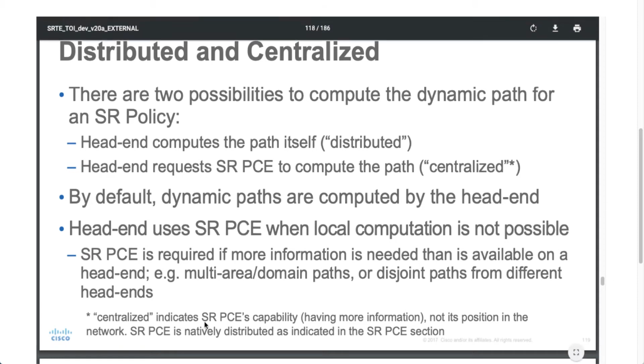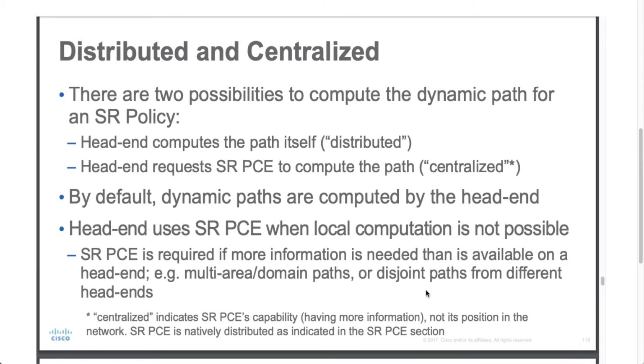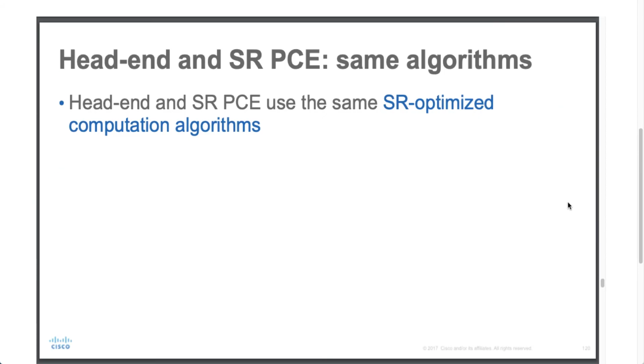SR-PCE is required if more information is needed than is available on a head end. For example, when you have multiple areas, multiple domains, multiple paths, or you want to take disjoint paths from different head ends. These are some of the things that make SR-PCE really interesting for segment routing, and we're going to explore some of them in more detail here.